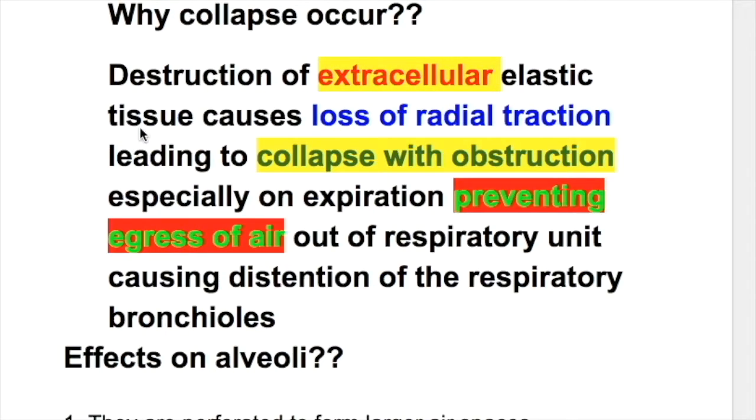Why does collapse occur? Destruction of extracellular elastic tissue causes loss of radial traction, leading to collapse with obstruction, especially on expiration, preventing egress of air out of the respiratory unit, causing distension of the respiratory bronchiole. So the loss of elastic septa causes loss of radial traction that leads to collapse with obstruction, especially during expiration, which prevents egress of air, and with time that causes distension of the bronchioles.